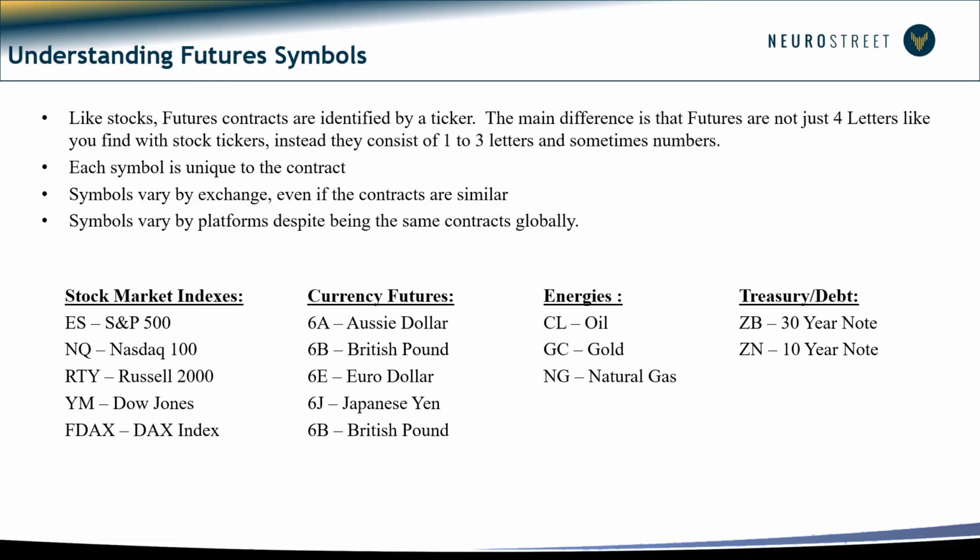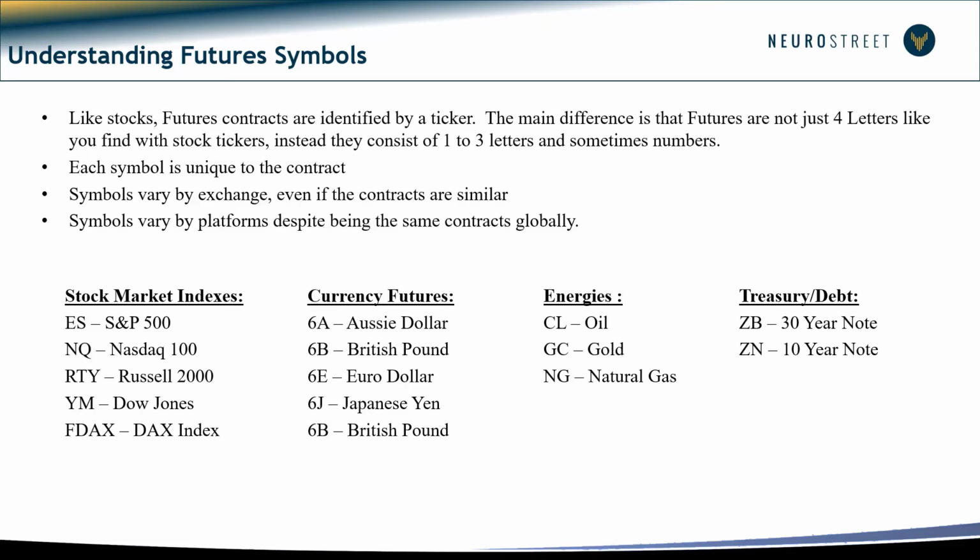And what's important is that symbols will vary by different exchanges, even if the contract is the same. So some exchanges will call one market the ES for the S&P, and then there'll be other exchanges where they'll call it the ES with a number beside it, right? It really just depends on how the exchanges identify each contract. Now, symbols will also vary by platforms despite being the exact same contract.